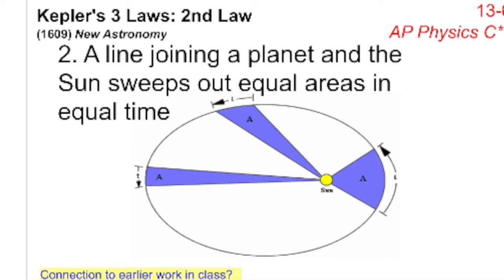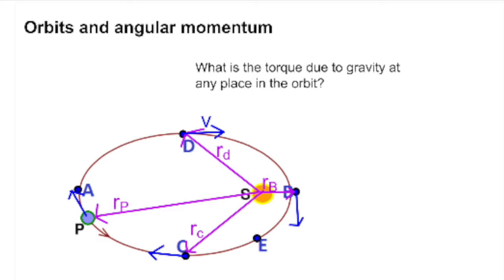Why is it true? Well, consider a planet in orbit around the sun and consider the torque due to gravity at any place in the orbit. So you can see the planet at different places in the orbit. You can see this is a very exaggerated elliptical orbit just for effect.